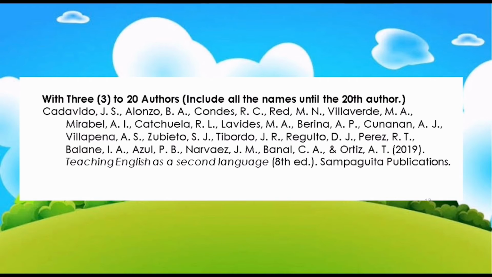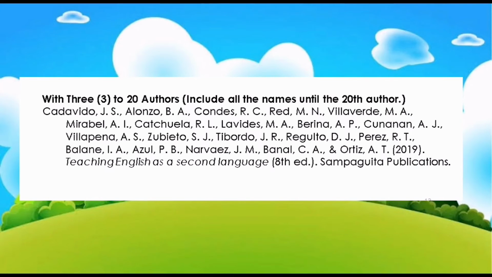These authors are separated to each other by using comma until you reach the last author that is separated by an ampersand. You have to write the year of publication inside a parenthesis, which is 2019, and then period, and then of course the title of the book, Teaching English as a Second Language. And then inside a parenthesis again, you have to write the number of edition. And then period again, and then write the name of publisher.